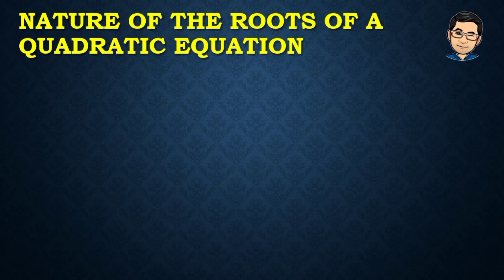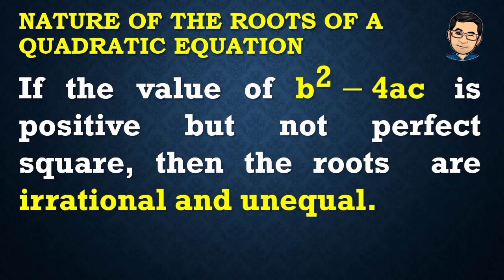So for our third condition, if the value of b squared minus 4ac is positive but not perfect square, then the roots are irrational and unequal. So, positive pa rin naman yung discriminant, however, hindi na perfect square. Give an example of a number that is not a perfect square. 2. So, the square root of 2, yun na yun. So, square root of 2 is irrational number. And then, unequal. So, of course, not equal.